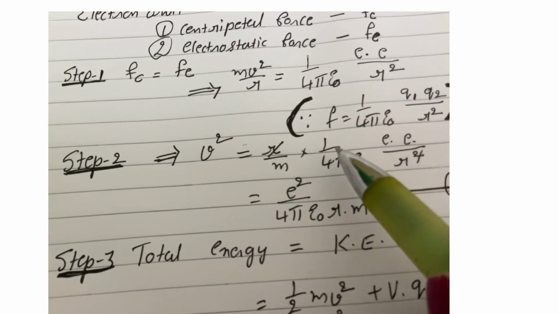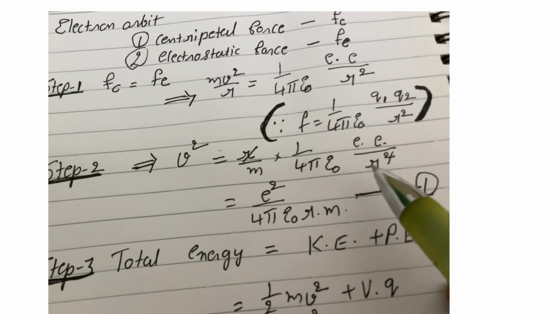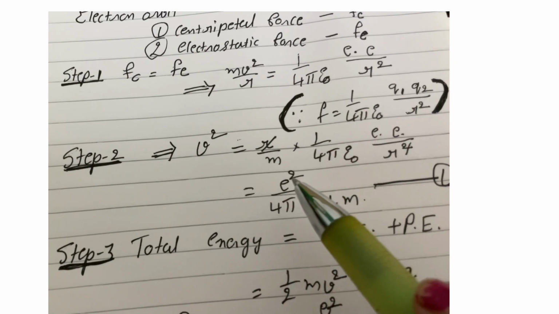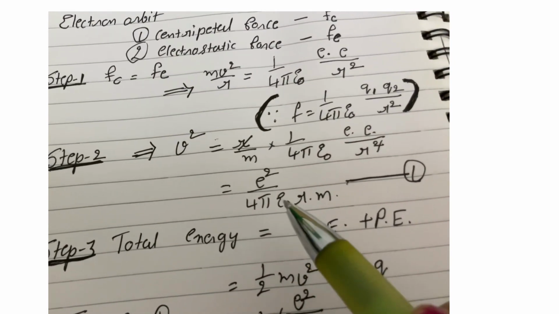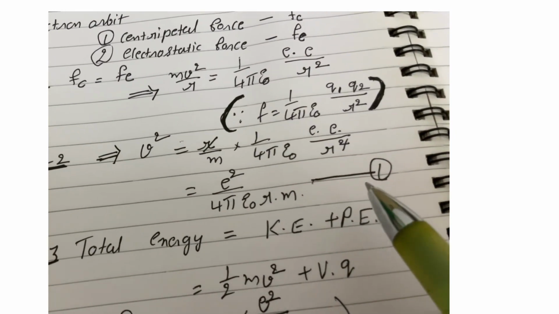Now step 2 will be that we have to make v square the subject. So v square is equal to r by m into 1 upon 4 pi epsilon naught e square by r square, and r cancels. So we get v square equals e square upon 4 pi epsilon naught r m.